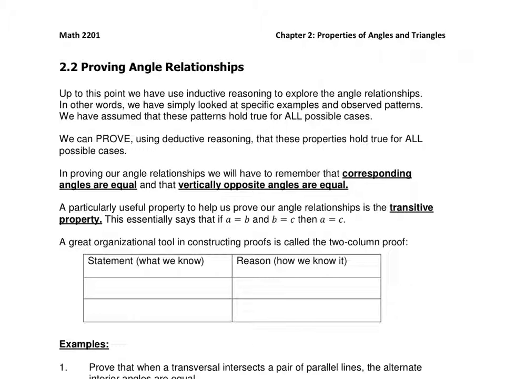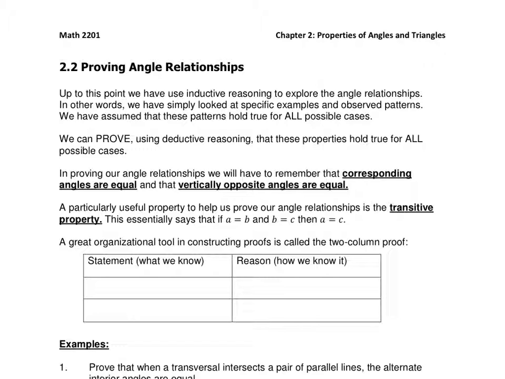for all possible cases. In proving these relationships, we're going to start off with two properties that we're going to base all the other properties on. The two that we're going to use are that we're going to assume that corresponding angles are equal, that we know is proven, and that vertically opposite angles are equal. Those are the two building blocks we're going to use to prove the rest of the properties that we talked about in section 2.1, in particular those for the parallel lines.